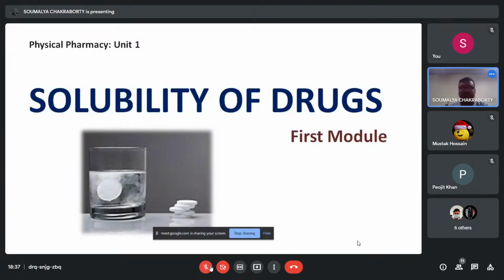Okay. So, solubility of drugs. This topic has two modules, module 1 and module 2. In module 2, we will go through some advanced aspects, and I will cover both of these modules in today's class.